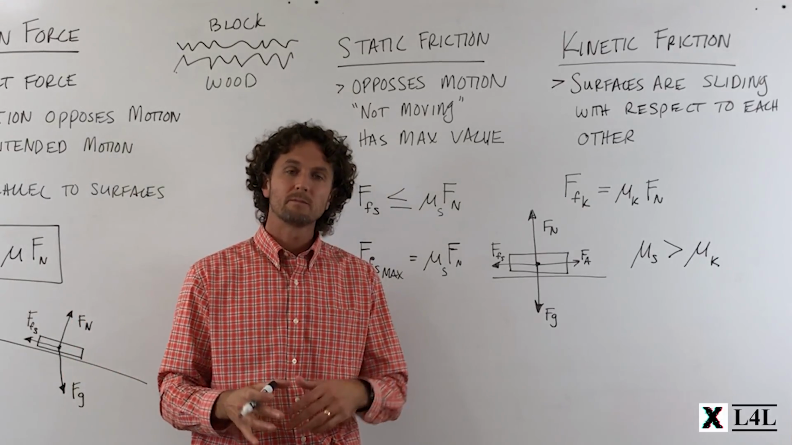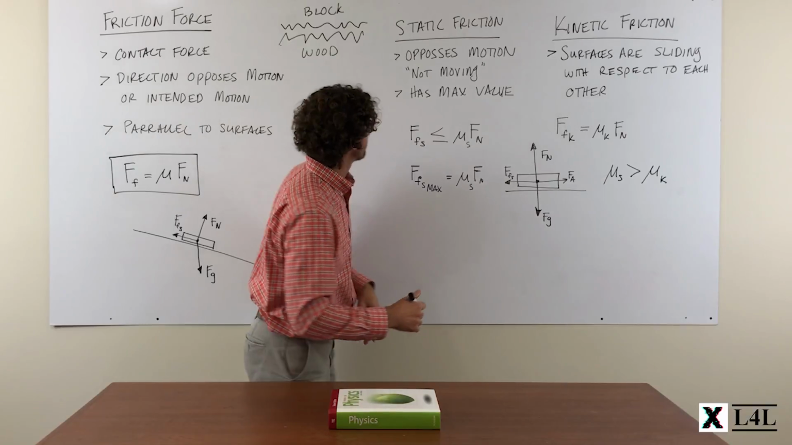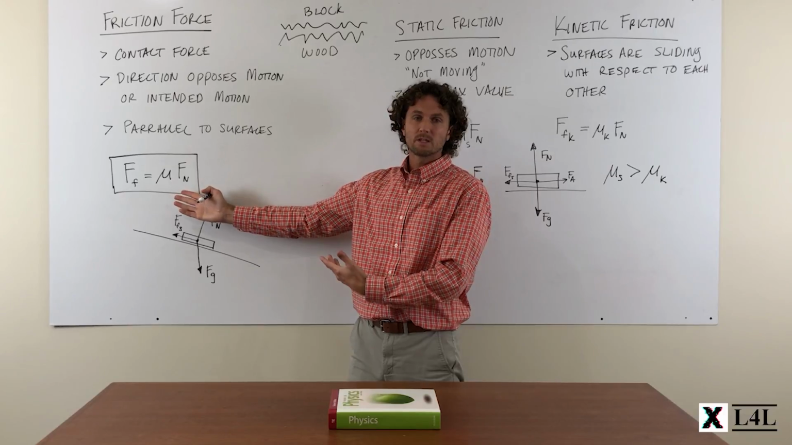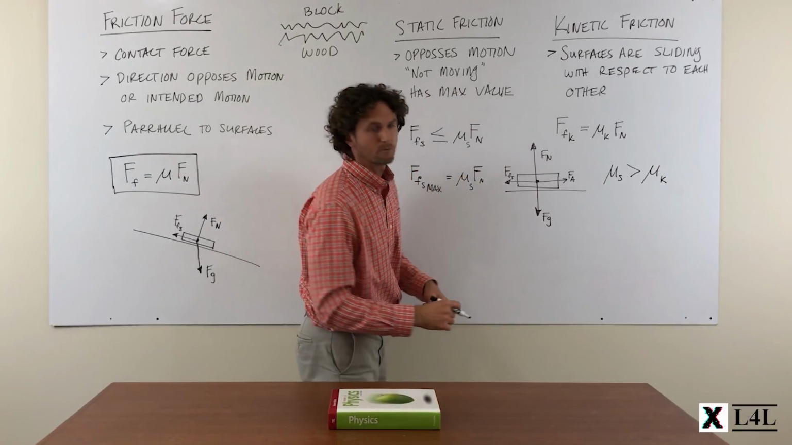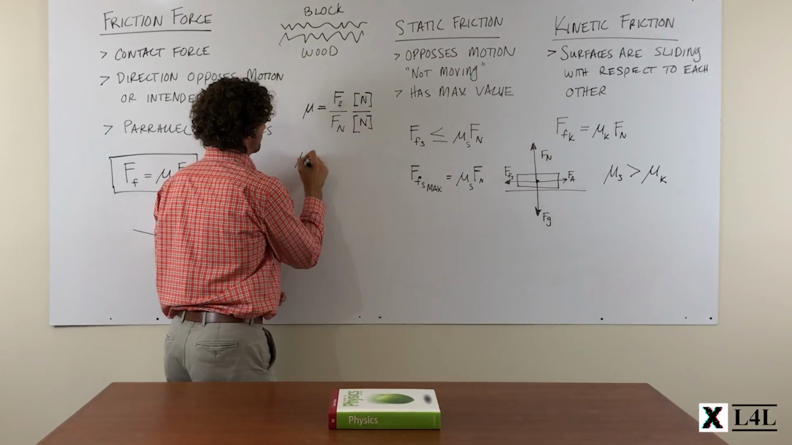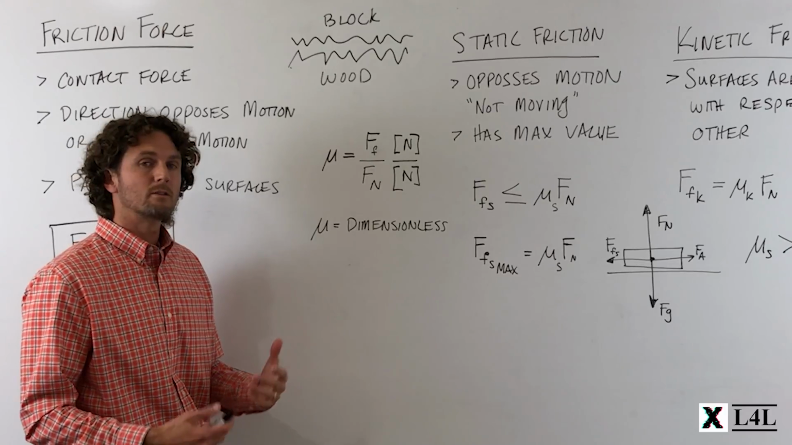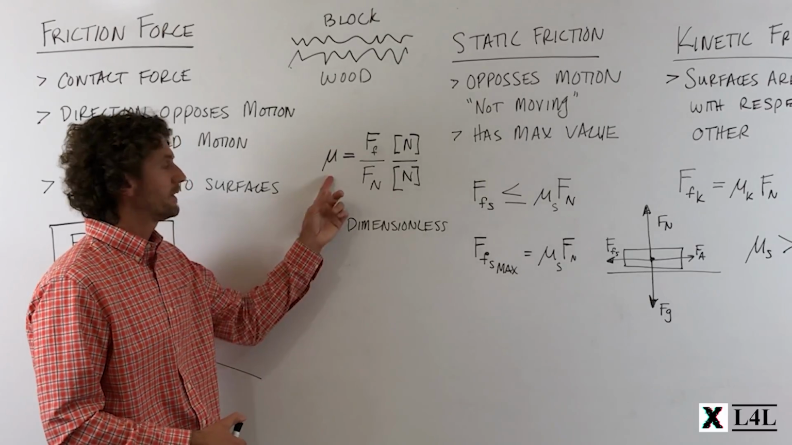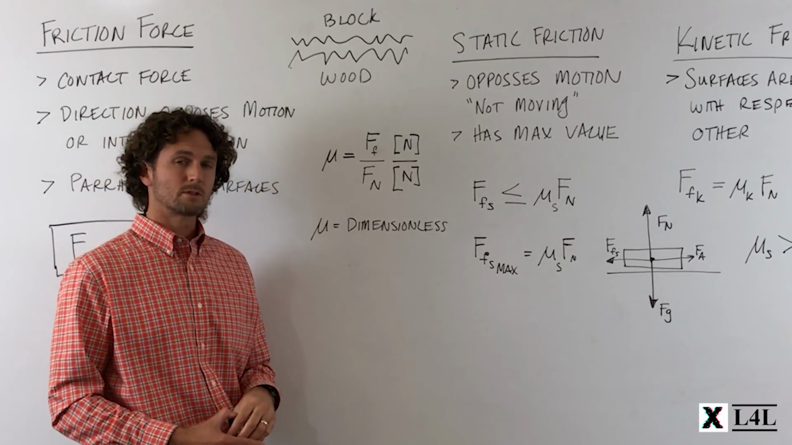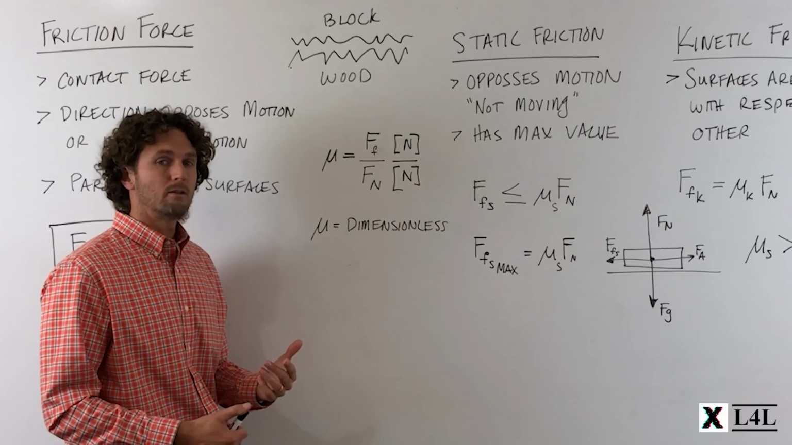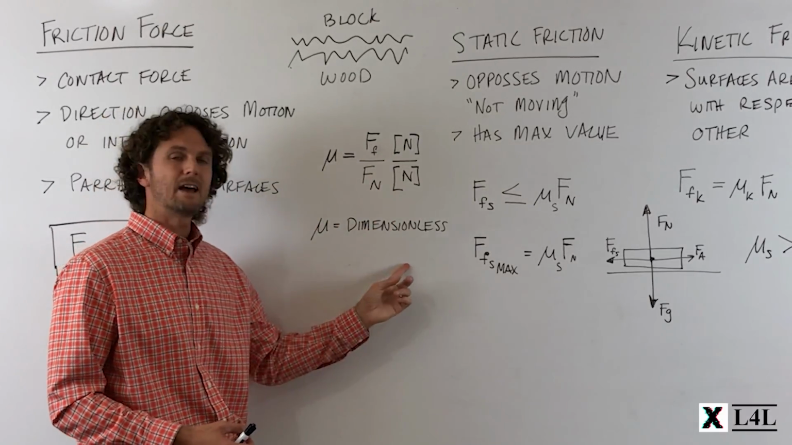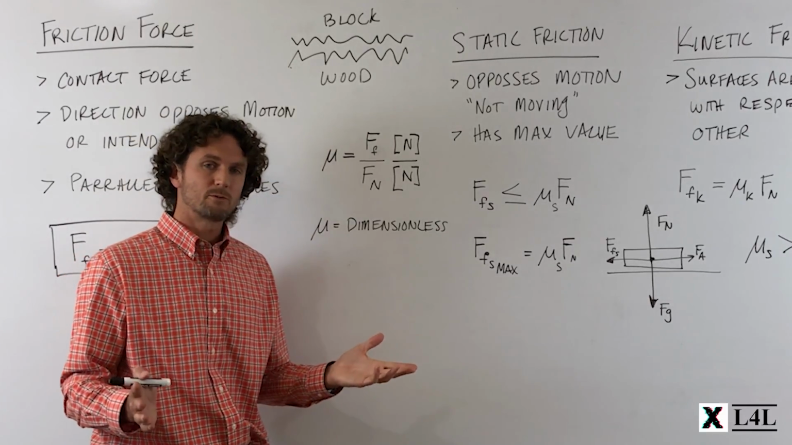The last thing I want to point out is about the units for this coefficient of friction. We're going to rework this equation to solve for the coefficient of friction. So by reworking the frictional force equation, we find that the coefficient of friction is equal to the force of friction divided by the normal force. And both of those have units of newtons. So you have newtons over newtons. So the coefficient of friction is actually dimensionless. There are no units for it.